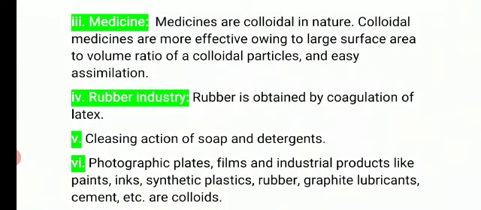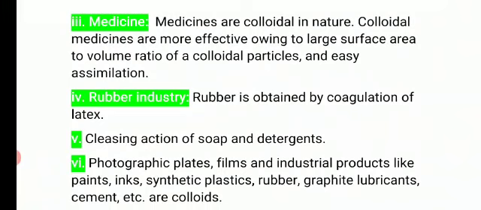Next is the rubber industry. See guys, there are actually two types of rubber we get. One is synthetic rubber and another one is natural rubber. Synthetic rubber is purely prepared in industry with the help of chemicals only, and natural rubber is actually obtained from the rubber tree. The rubber tree gives the latex, meaning the sticky material that comes from the rubber tree, correct?